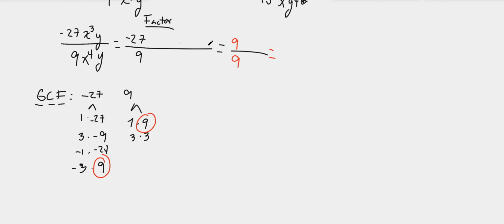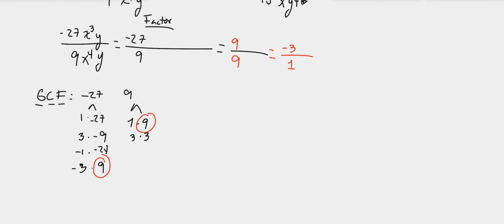Now, if I factor out a 9 from this negative 27, what am I left with on top? Well, I'm left with a negative 3. Negative 3 times 9 is negative 27. And positive 1 times 9 is positive 9.